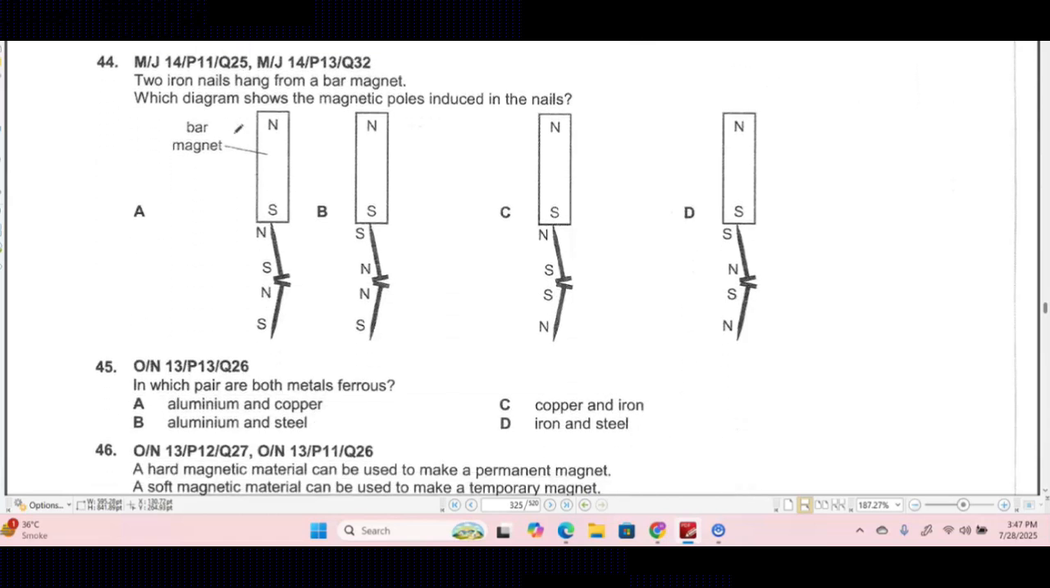Okay, question number 44. Two iron nails hang from a bar magnet. Which diagram shows the magnetic poles induced in the nails? Okay, this is north, this is south. So this is going to be north, this is going to be south, this is north, this is south. So this is correct. South and south can't be there, so this won't be correct. North and south, south and north, then south again. There is going to be a repulsion over here. South, south, repulsion. So A is the only option that's correct.